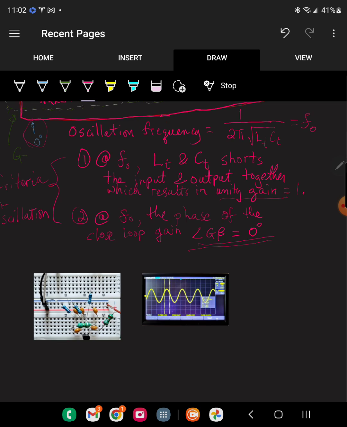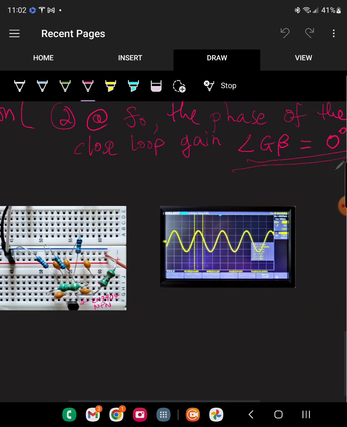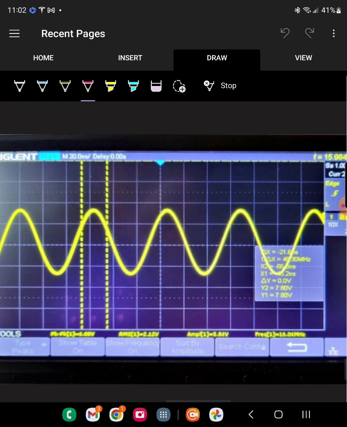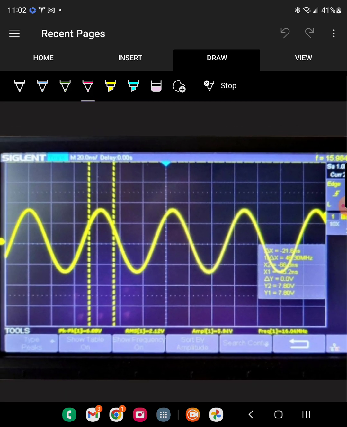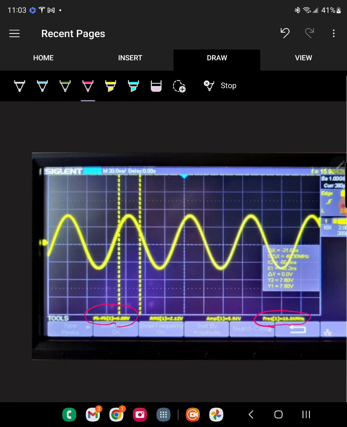So here's a little breadboard that I did last night with just an NPN. This is a 2N3904 transistor. It's an NPN transistor, and you got your classical caps and inductors and whatnot. And then let me see if I can open this guy. So this is the result of the oscillator, and you can see it's a beautiful sine wave. The peak to peak was about 6 volts, and the oscillation frequency is about 16 megahertz.